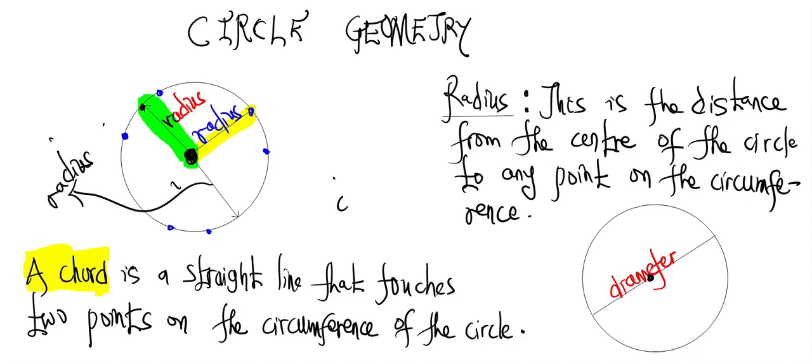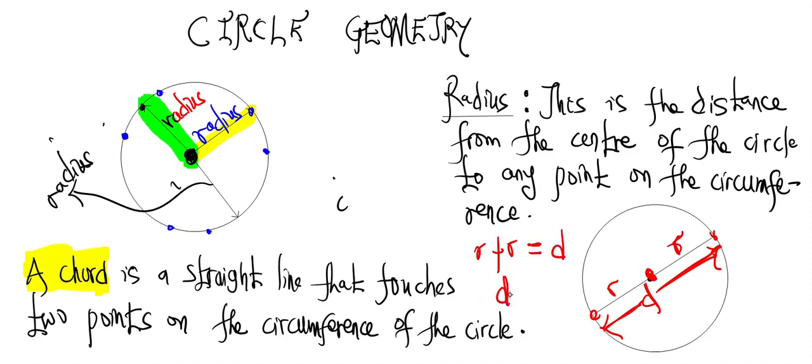So we can say that if the whole length is the diameter d, and we have from this point to this point a radius, from here to here is also a radius, that means radius plus radius equals the diameter. So the diameter is basically 2 radius. That's the relationship between diameter and radius. Diameter is twice the radius.